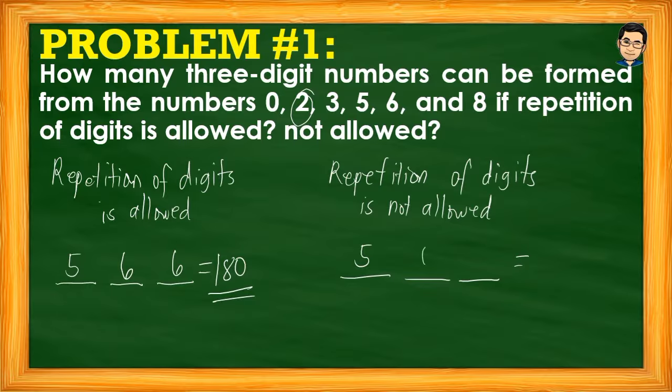So, 5 po sila. And then, on the second digit, what if ang ginamit natin is 0? So, ilan na lang po ang pwede nating isulat sa panghuli, sa third and last digit. So, yun po yung 3, 5, 6, 8. So, 4 po yun. And then, imumultiply lang natin yan, 5 times 5 times 4. Ang sagot po natin ay 100. Ibig sabihin, meron pong 100 3-digit numbers ang pwede nating i-form if repetition of digits is not allowed.